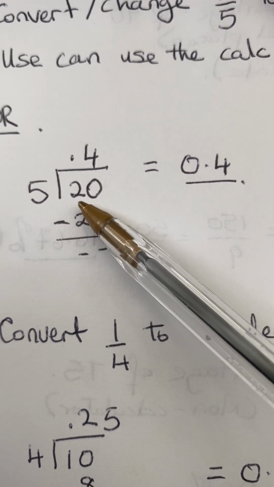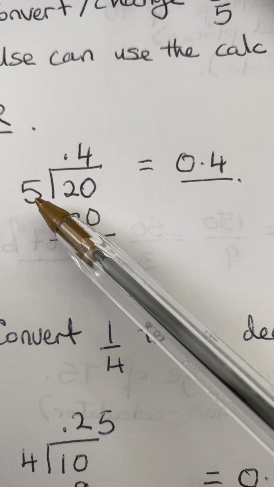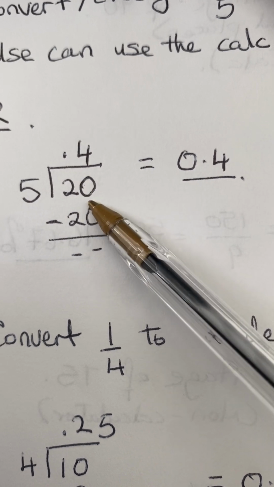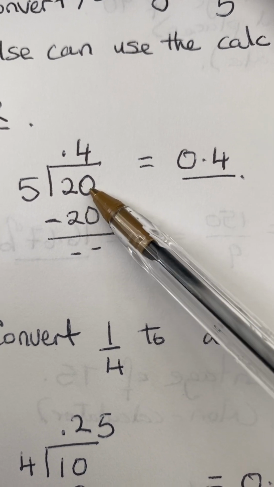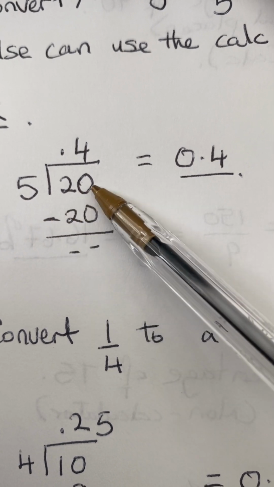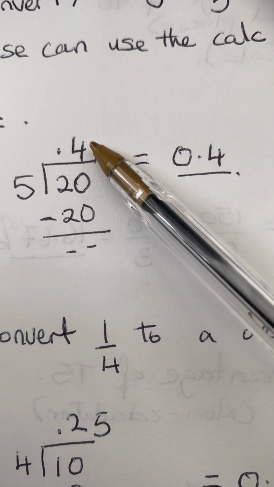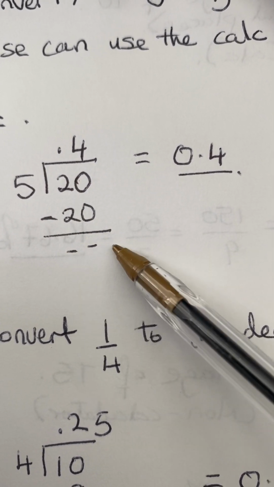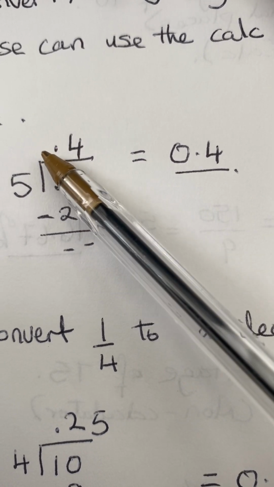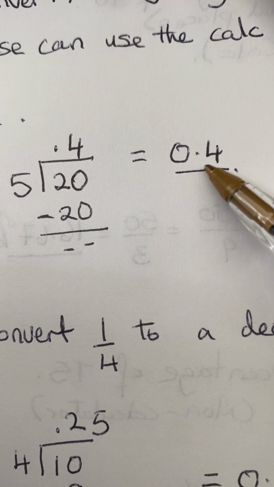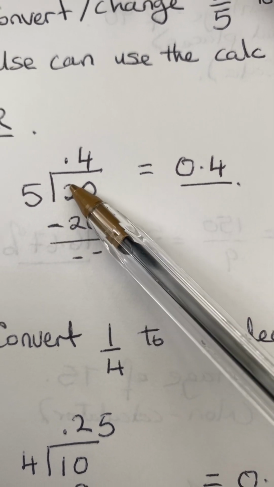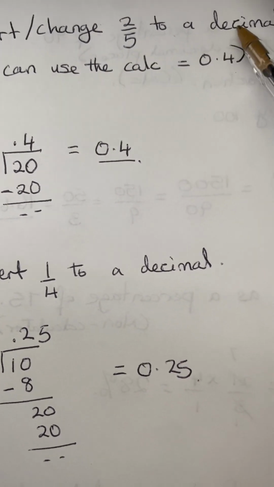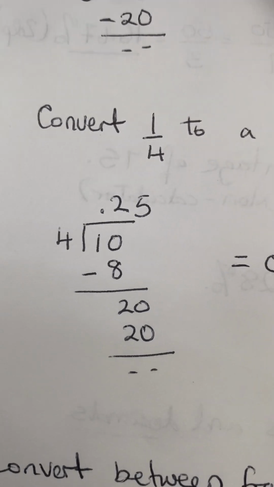4 over 5, 2 over 5. Okay, 5 cannot go into 2, so you put a decimal point and add 0. So now you have 20. How many 5s do we have in 20? 4. 4 times 5 is 20. 20 minus 20 is 0. So when you put a 0 there, your answer is 0.4. That is how you can change a fraction into decimal. Let's look at another one quickly.